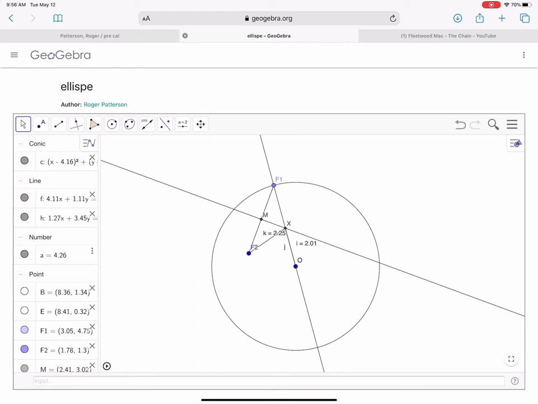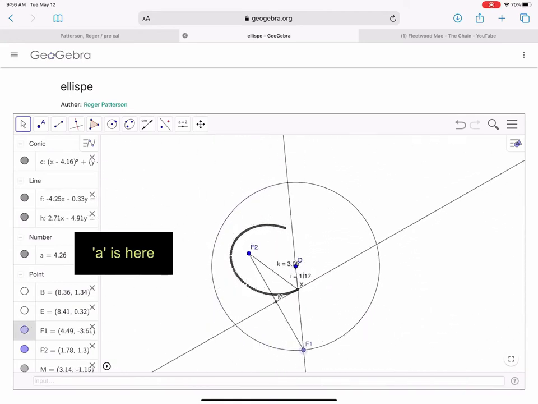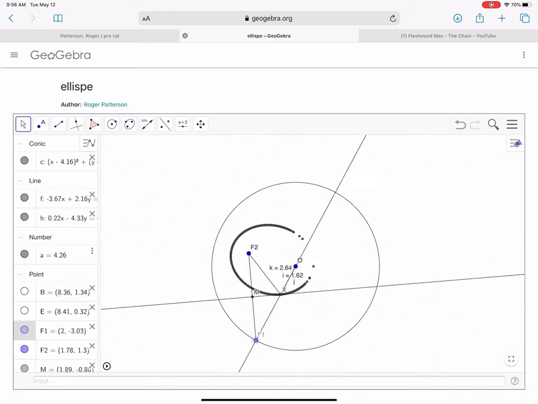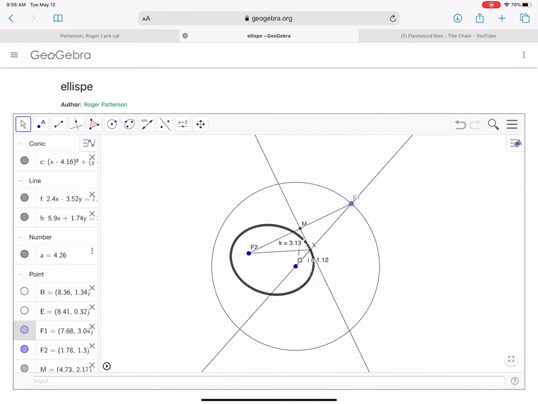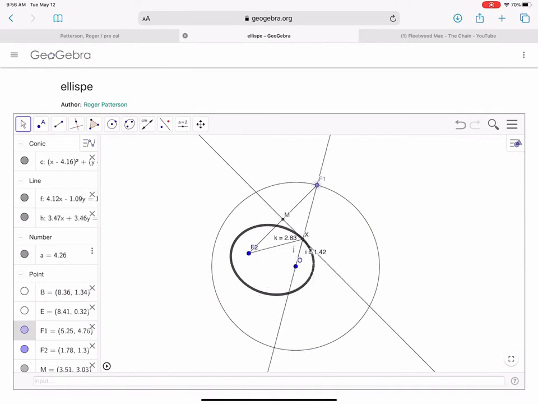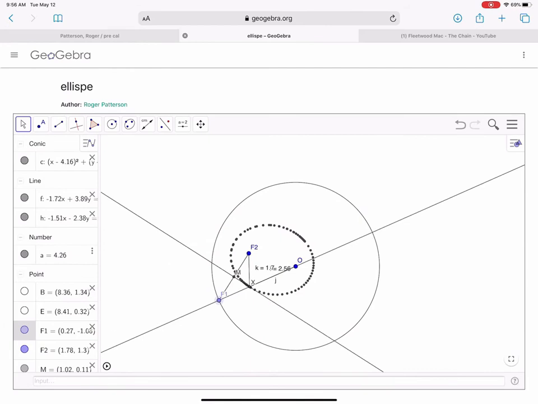Now what happens is that if we spin this around again, I think I just have to rotate it by F. That 4.26 A value stays the same. A lot of things are changing, but that number right there, that 4.26, that stays the same.